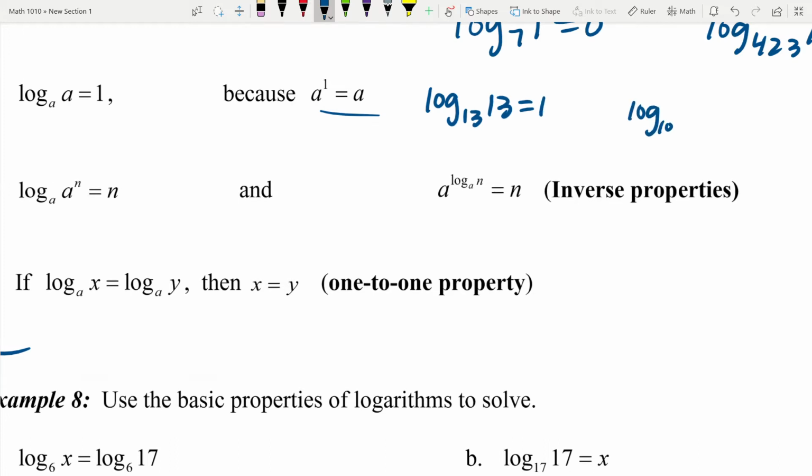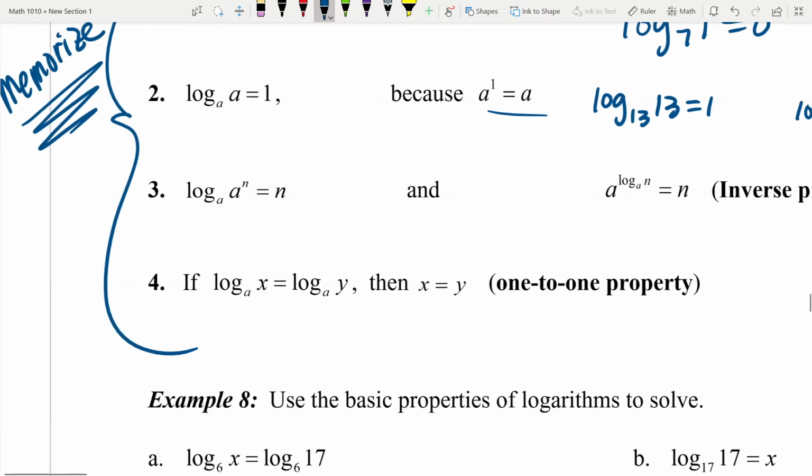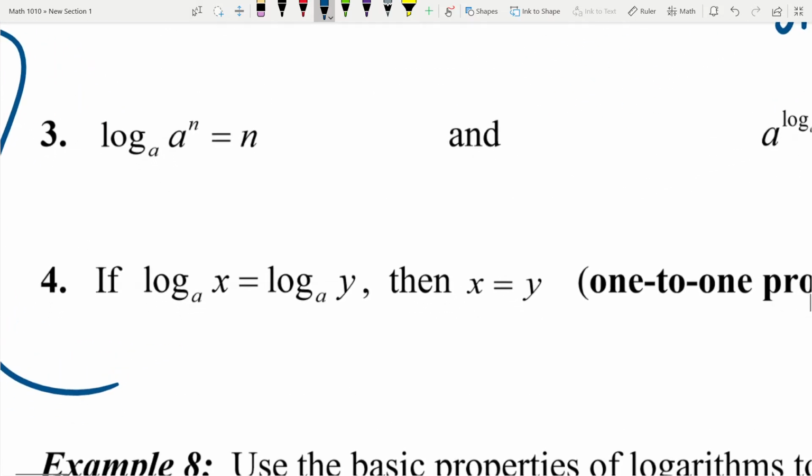Log base 101 of 101 is 1. I could write this forever. If the base and what you're taking the log of match, it's equal to 1. That's your second rule. Okay? Who says I'm with you? Let me see how we're feeling here.